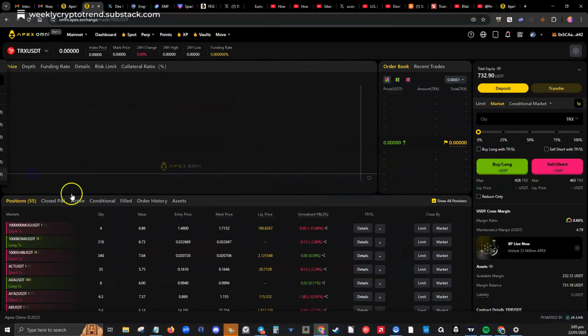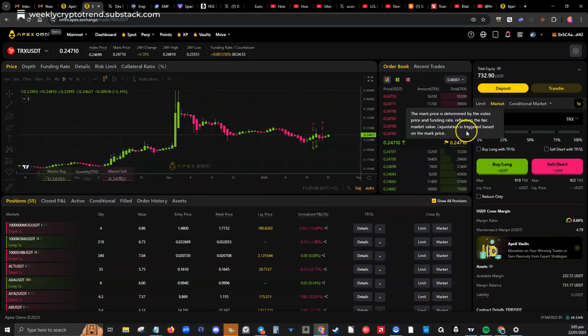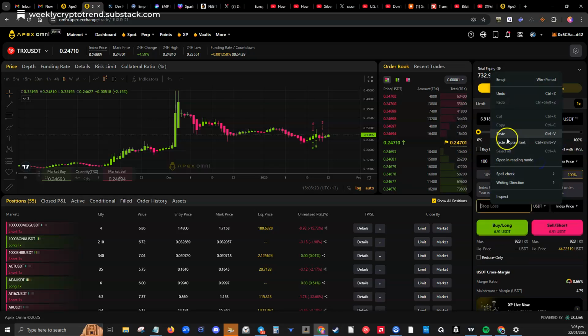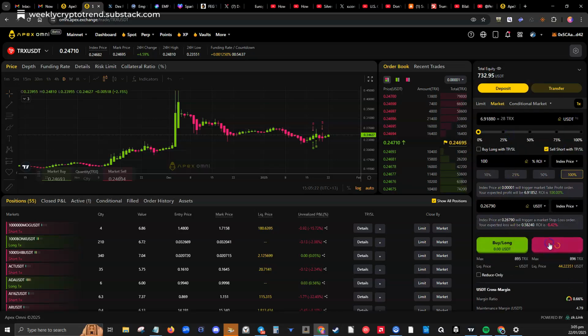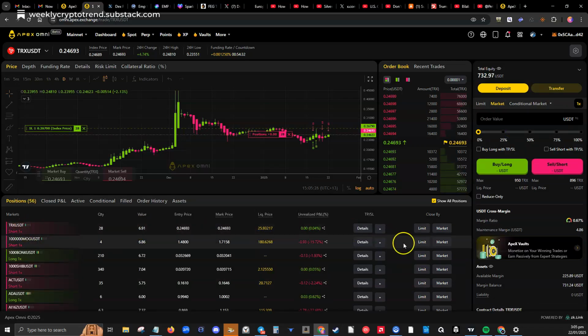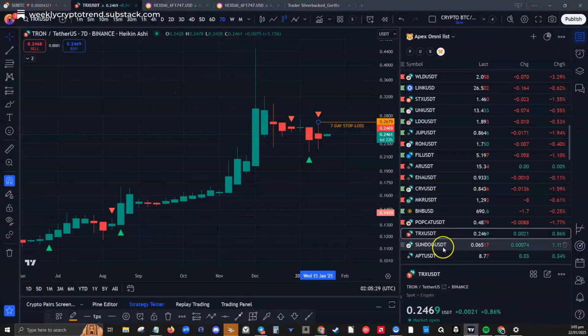There, find Tron. There's no current position, so we're going to enter a new short. Let's go in here, do the same thing. $7. Sell short. Stop loss there. TRX, 1x leverage. Just around that $7 mark. Nice. It's short. Okay.